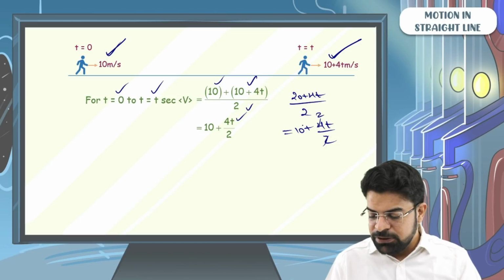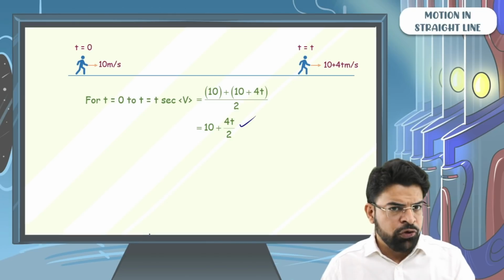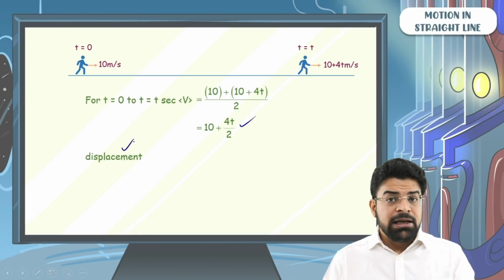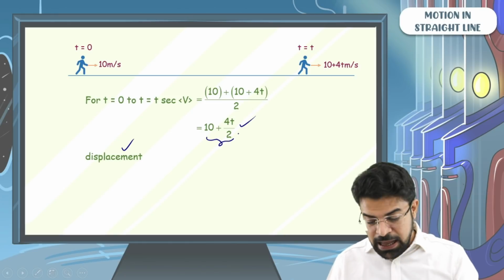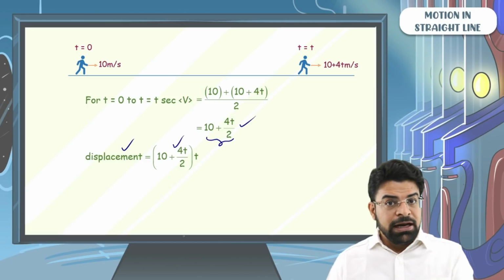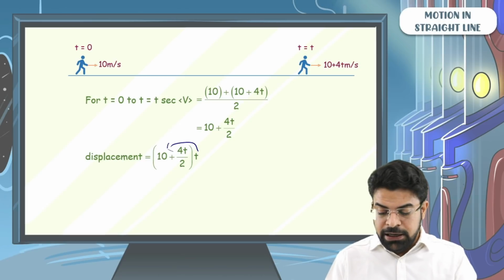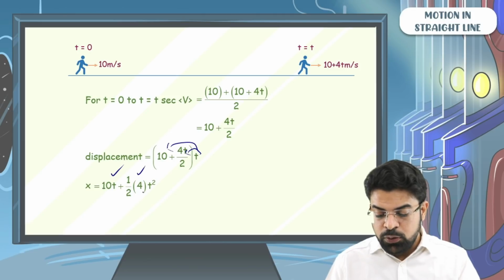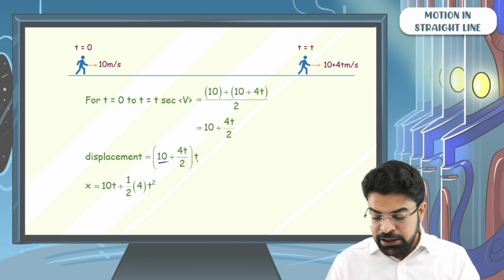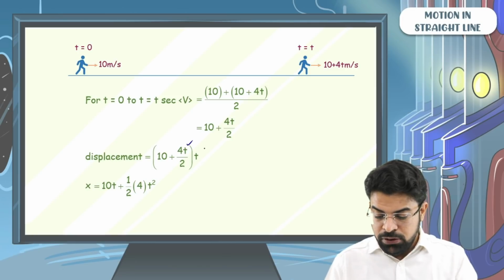Sir, why don't you write 10 plus 2t? I have kept it this way for some purpose. Okay. So this becomes 10 plus 4t by 2. The displacement in this time frame t will be equal to average velocity in this time frame t multiplied by t. The average velocity is 10 plus 4t by 2 and the time frame is t. So the displacement comes out to be 10 plus 4t by 2 into t. If I multiply t here and here, what I get is the displacement comes out to be 10t plus half into 4 into t square. Check it. 10t plus 1 by 2 into 4 into t square. Right?